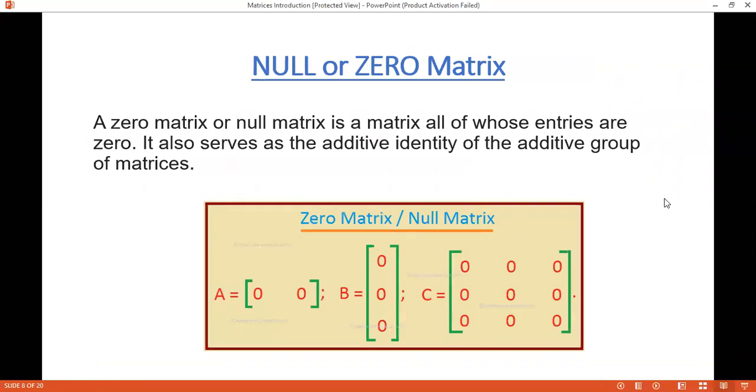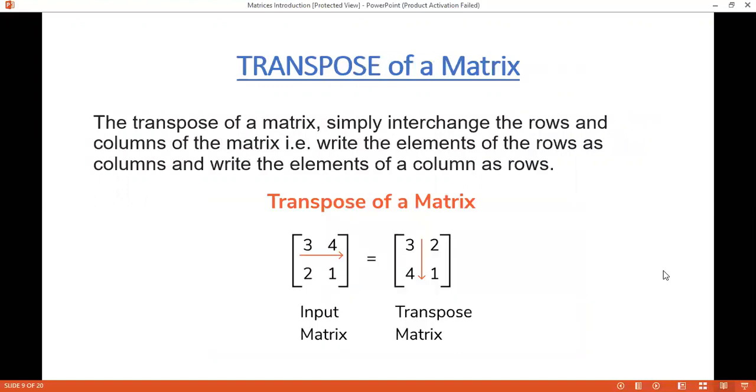Now null or zero matrix. If the entities in the brackets are all 0, this is known as a null or zero matrix. For example, this is a rectangular matrix containing 0, 0, 0, 0, and this is a square matrix containing 0. So a matrix containing only 0 elements is known as a null or zero matrix.